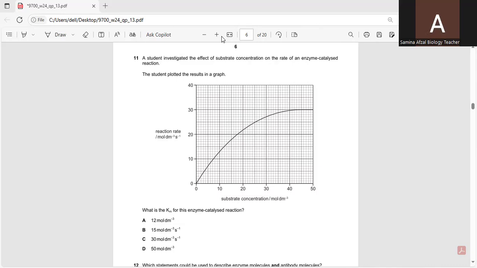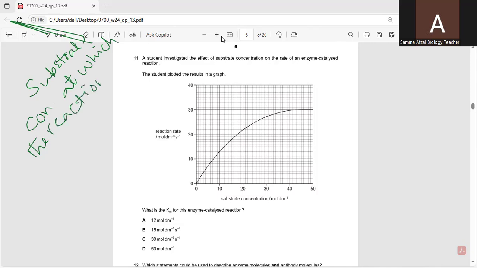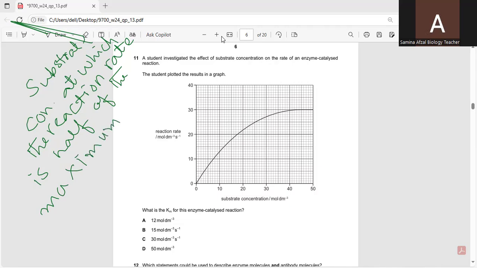catalyzed reaction? So first of all, what is Km? Km is the Michaelis-Menten constant or Michaelis constant, which is defined as the substrate concentration at which the reaction rate is half of the maximum reaction rate.